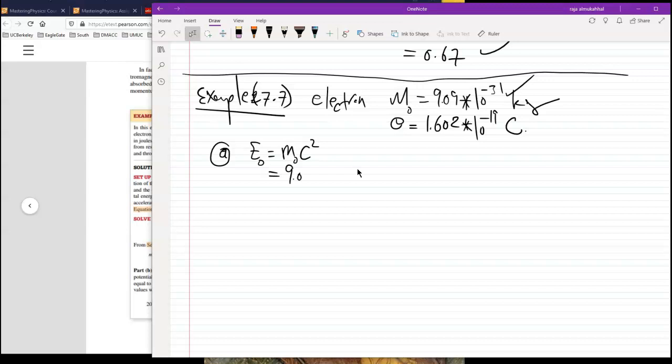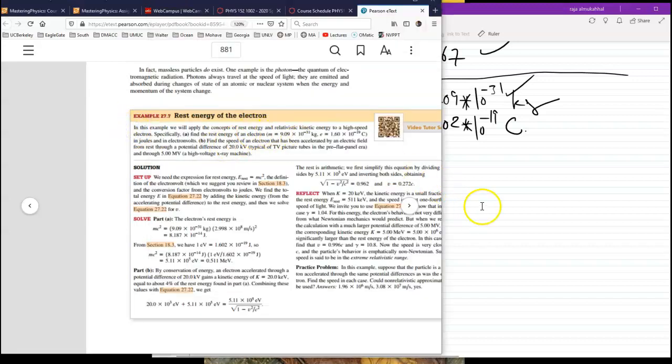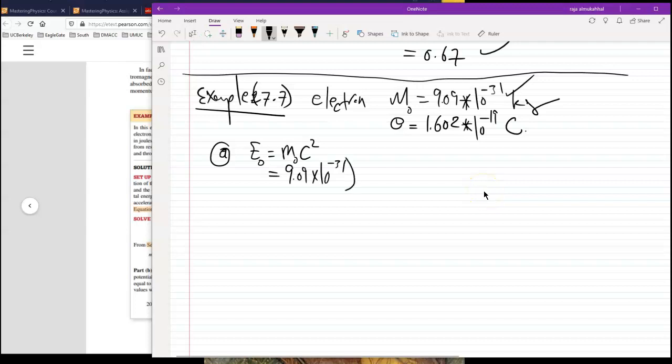So that's going to be 9.09 times 10 to the negative 31. Did I get the right number? Yeah. Multiply this by 3 times 10 to the 8 quantity squared. When you do that, I have it in my notes here, you'll end up with 8.187 times 10 to the negative 14 joule. This is the rest energy of the electron. In other words, if I would take one electron and convert it into heat, this is the heat that you're going to produce.